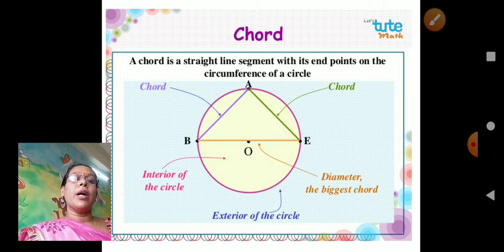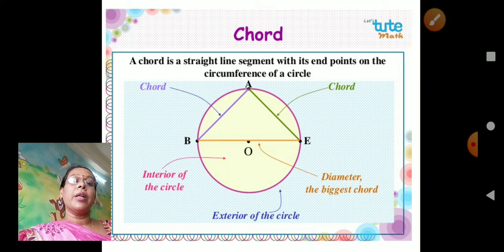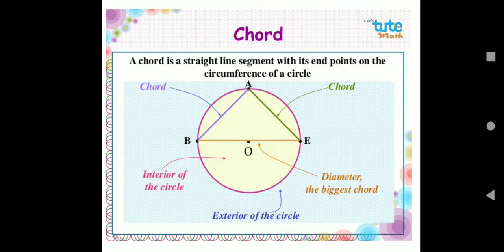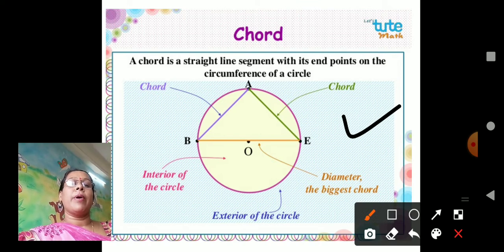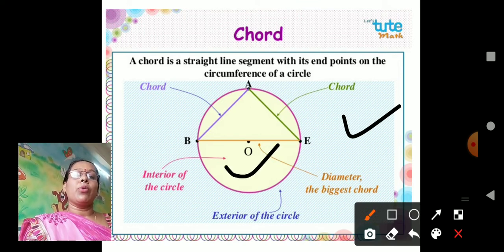See the yellowish part, this yellowish part is the interior of the circle and the bluish part is the exterior of the circle. It is the exterior part and it is the interior part of the circle.